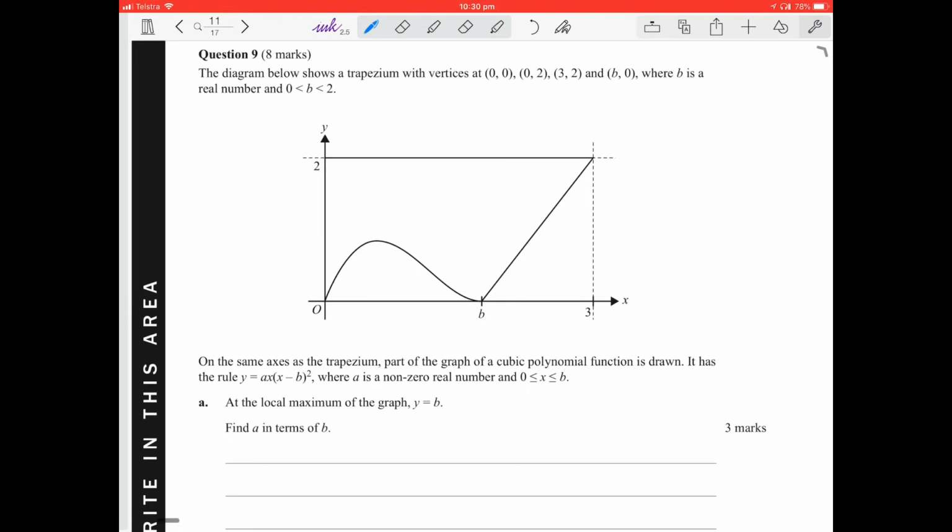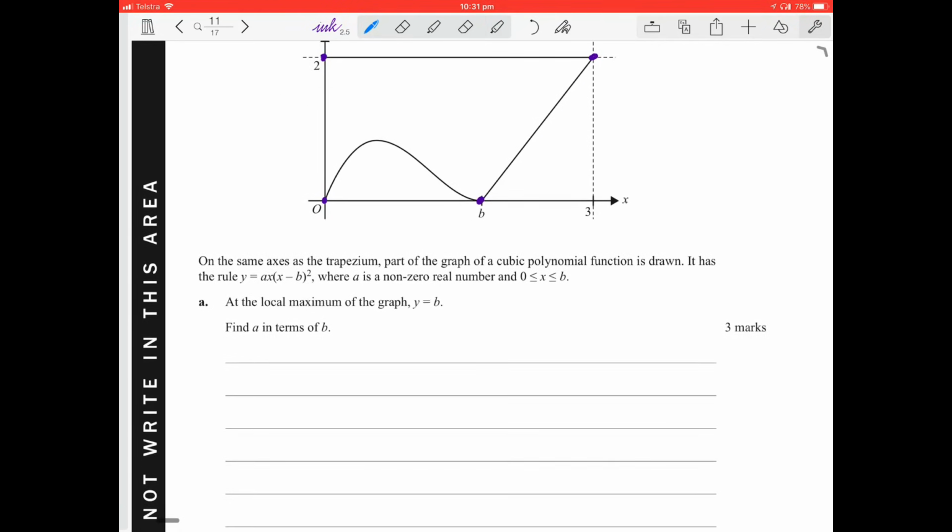The area shows a trapezium with the vertices 0, 0, 0, 2, 3, 2, and B, 0. On the same set of axes as the trapezium, part of the graph of a cubic polynomial is drawn. It has the rule y equals ax(x minus b) squared. So we know that's b, 0. A is a non-zero real number, and x is between 0 and b. At the local maximum of the graph, y equals b. Find a in terms of b.